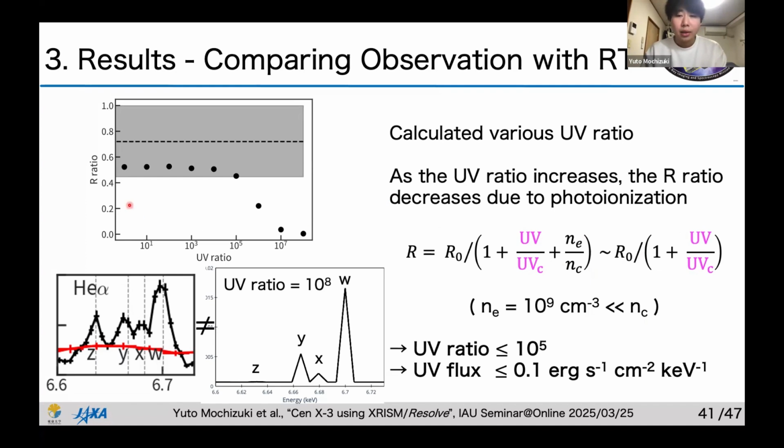As you can see in this figure, we can limit the UV ratio. The UV ratio is upper limited to 10 to the power 5 or so, which means that the UV luminosity is not quite high in the local regions. So then we also put an upper limit on the UV flux.